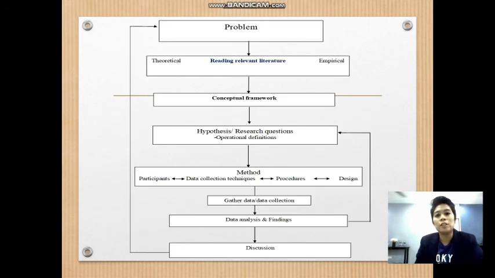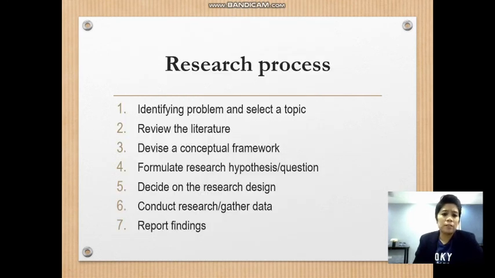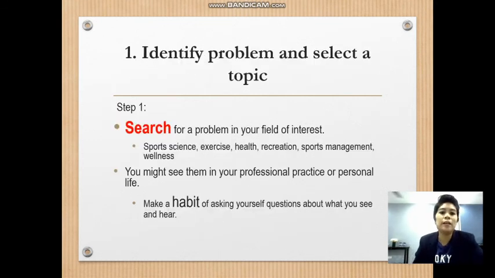Okay, right. So this is the flowchart illustrating the previous statement that I mentioned before. Step by step of the research process, we go one by one in detail. Identifying the problem and selecting a topic. Have you selected a topic, ladies and gentlemen? Have you read what the issue or the problem related to the topic that you selected is?